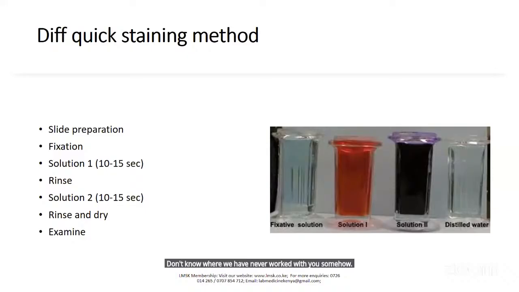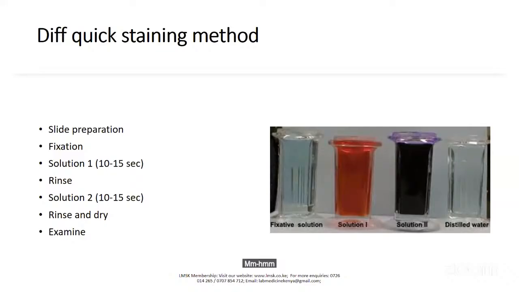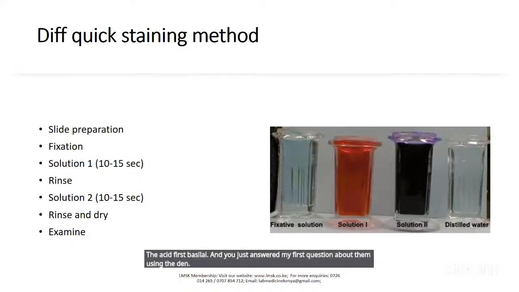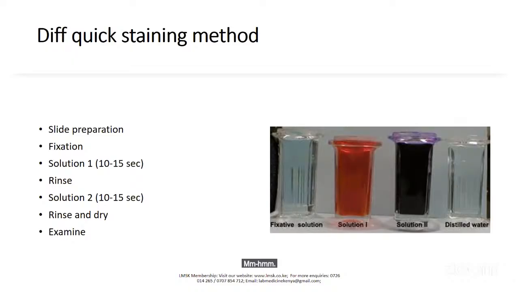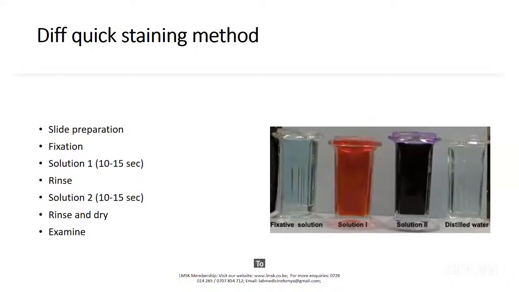But maybe my next question would be, we usually get pathologist reports showing that the tissue had TB, the acid fast bacilli. And you just answered my first question about them using Ziehl-Neelsen. If that is the case, why don't we just use the same Ziehl-Neelsen we use for sputum on tissues, to detect TB in our normal labs without passing through the pathology department?